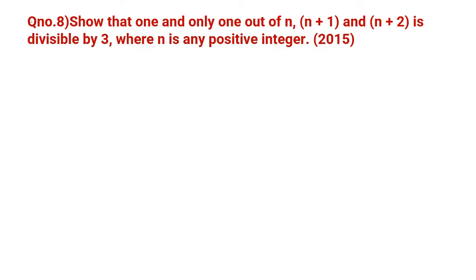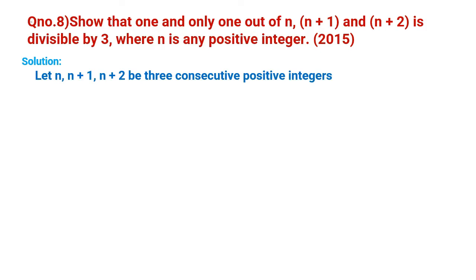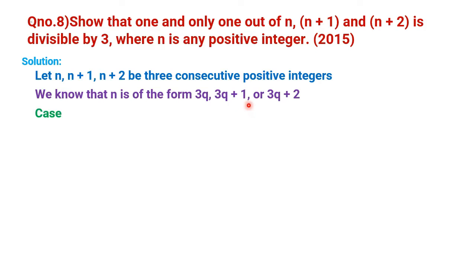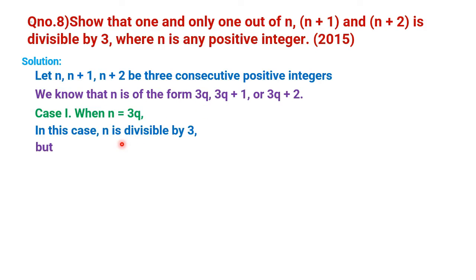Question number 8. Show that 1 and only 1 out of n, n plus 1 and n plus 2 is divisible by 3, where n is any positive integer. Solution. Let n, n plus 1, n plus 2 be 3 consecutive positive integers. We know that n is of the form 3q, 3q plus 1 or 3q plus 2. Case 1. When n is equal to 3q. In this case, n is divisible by 3.